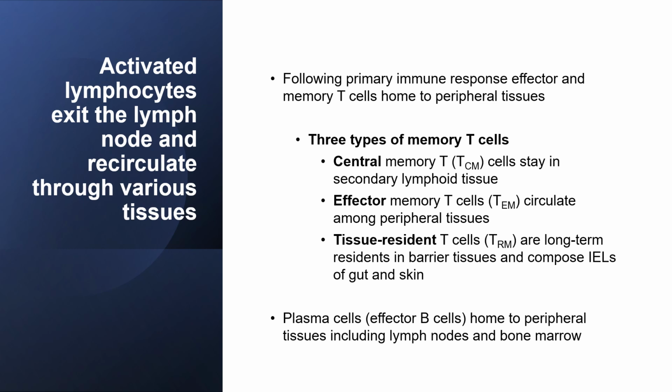The plasma cells, your effector B cells, home to peripheral tissues, including lymph nodes and bone marrow. So depending on the type of B cell, it's either pretty much just going to stay in the lymph node, for those plasma cells, especially the ones that don't really switch to IgG, and then the ones that do switch to IgG seem to be the ones that home principally to the bone marrow. IgA producers return to the barrier tissues, like the gut and the lung-associated lymphoid tissues.